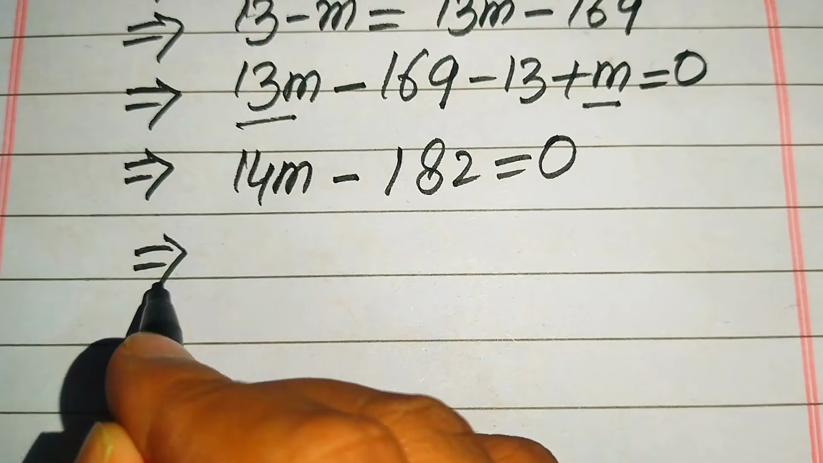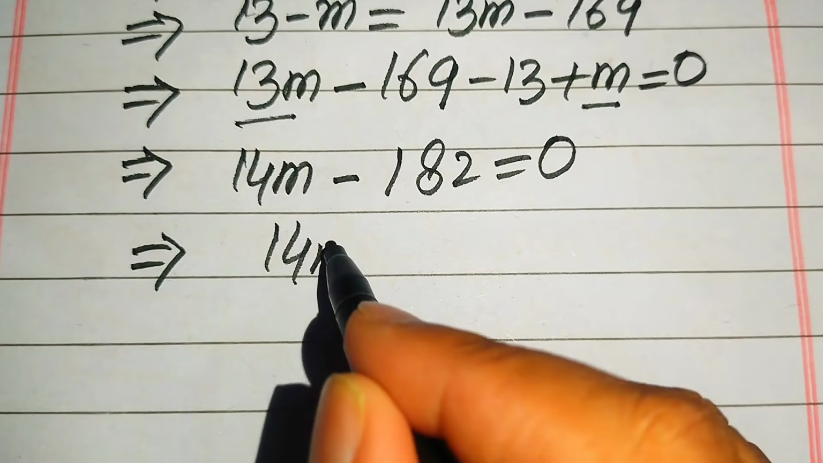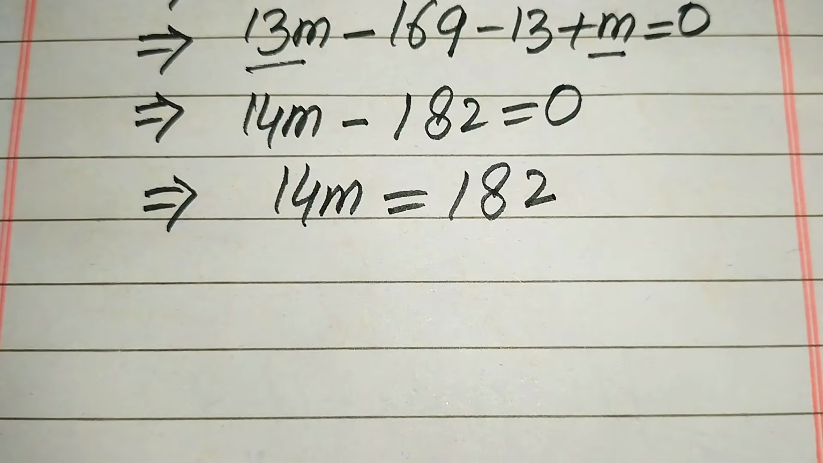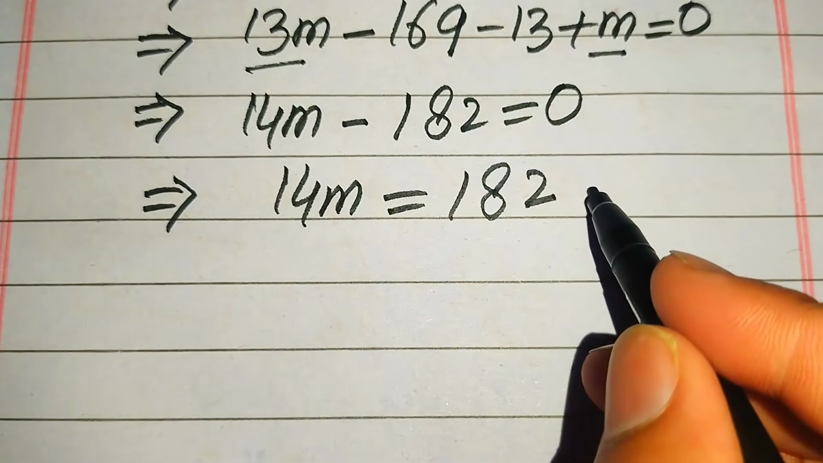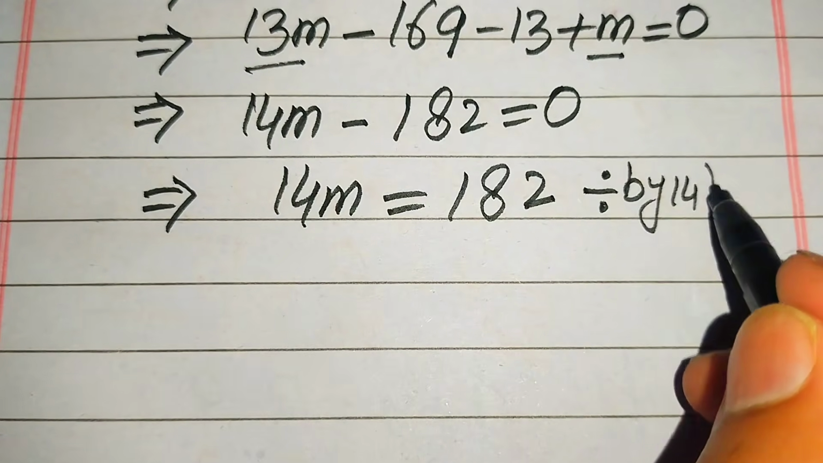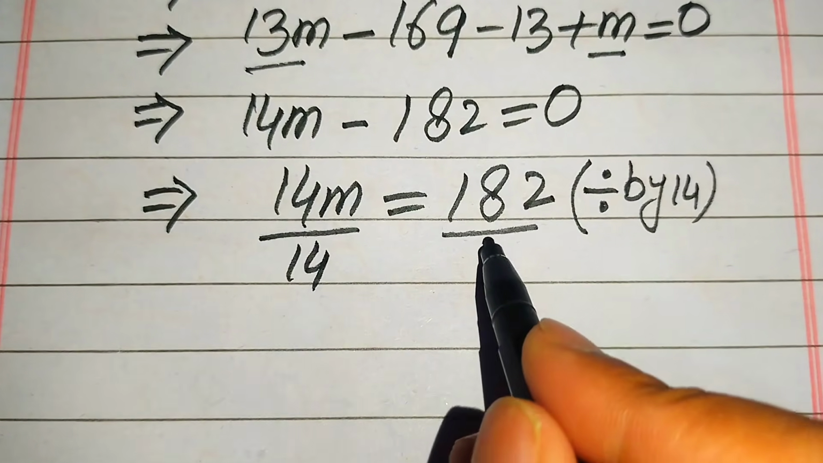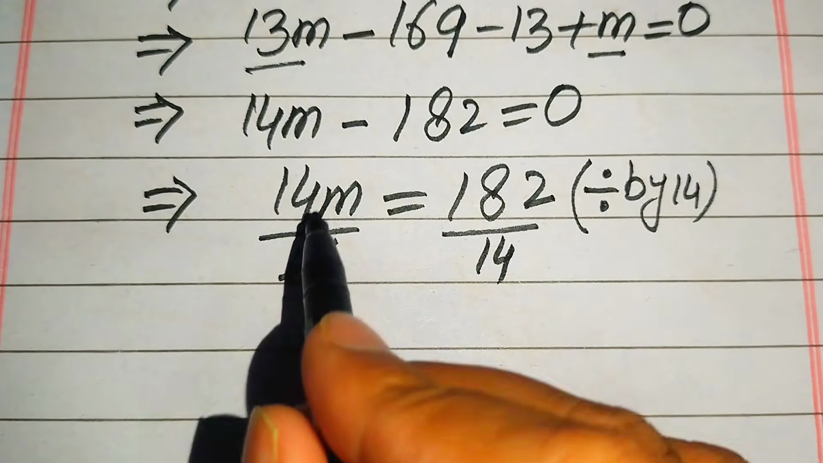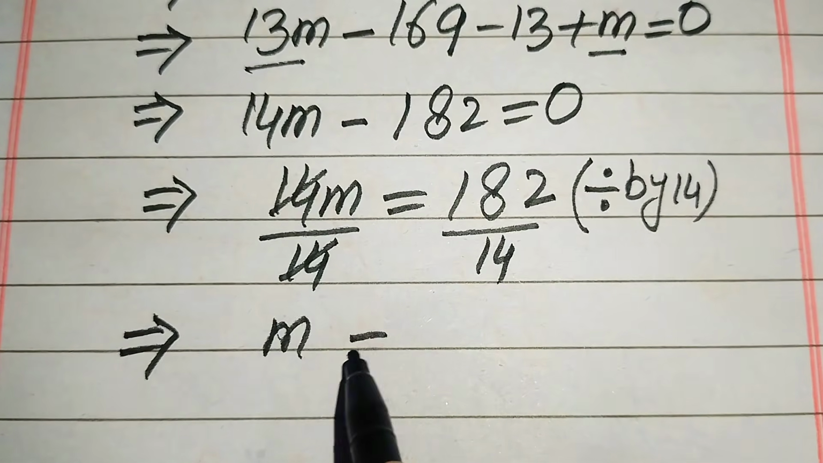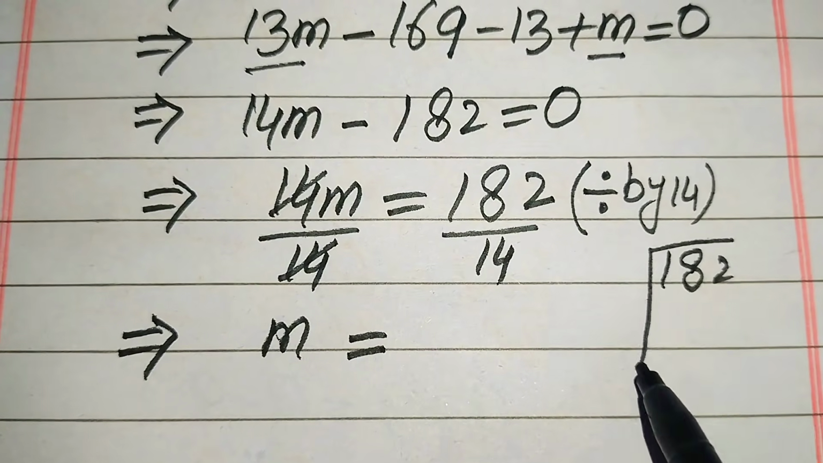Now here our target is to find the value of m. For this we move minus 182 to the right hand side and we get 14m equals 182. Now for the value of m we need to remove 14 from here, so we divide both of the sides by 14. When we divide both sides by 14, this 14 and this 14 are gone, and we get m equals, here we need to divide 182 by 14 in this way.